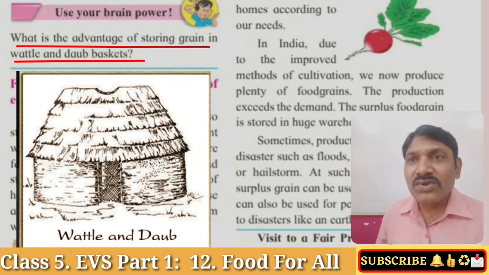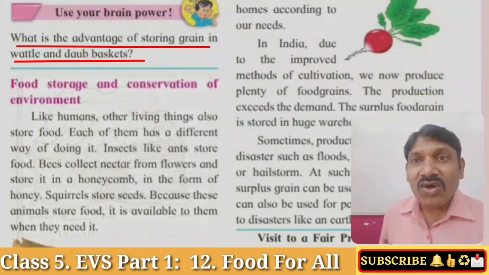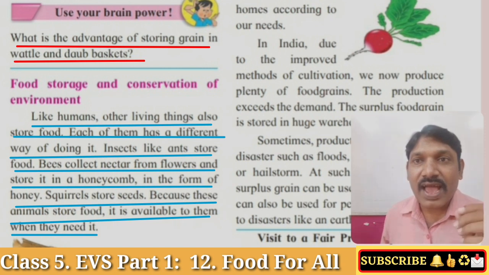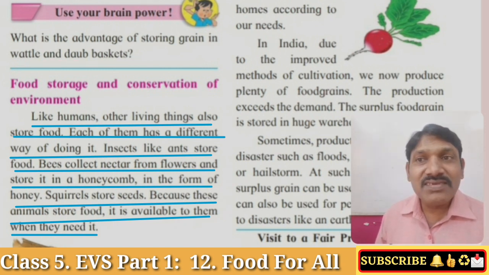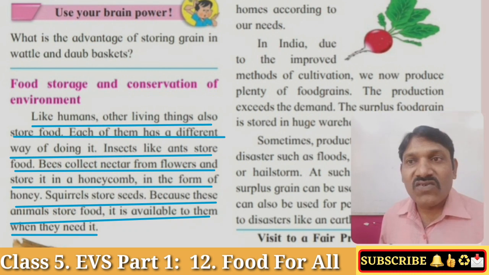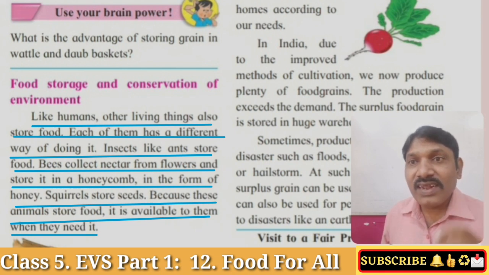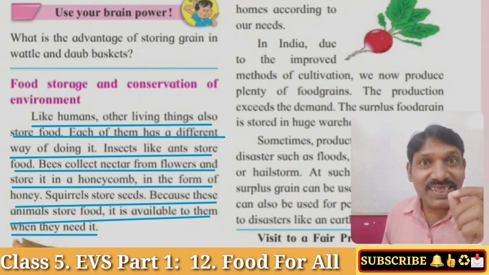See student, food storage and conservation of environment. Let's read first. Like humans, other living things also store food. Each of them has a different way of doing it. Insects like ants store food. Bees collect nectar from flowers and store it in a honeycomb in the form of honey. Squirrels store seeds. Because these animals store food, it is available to them when they need it.